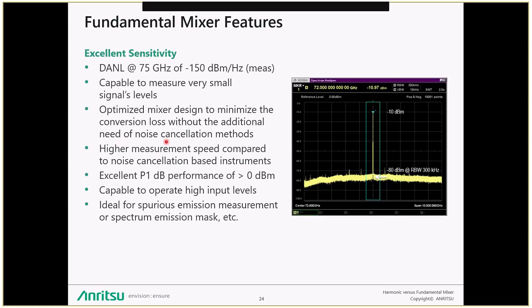With a higher measurement speed compared to these noise cancellation method based instruments, it has very good 1 dB compression point performance above 0 dBm, so it is capable of operating with high input levels, and it is ideal for spurious emission measurement or spectrum emission mask measurements.